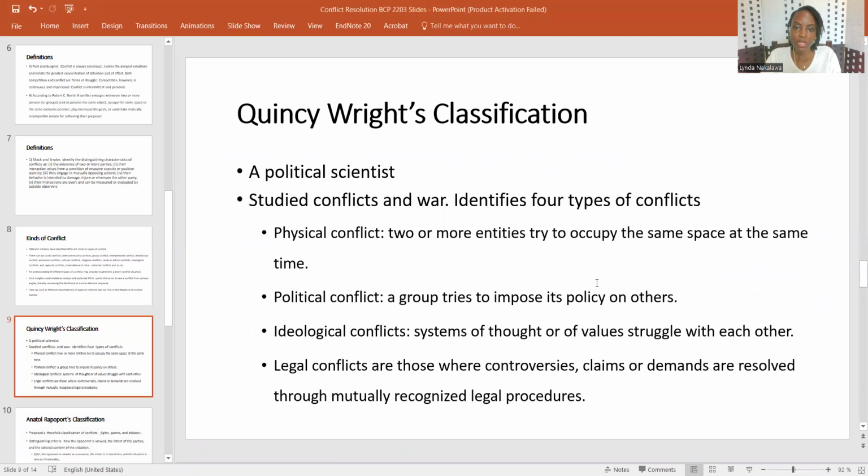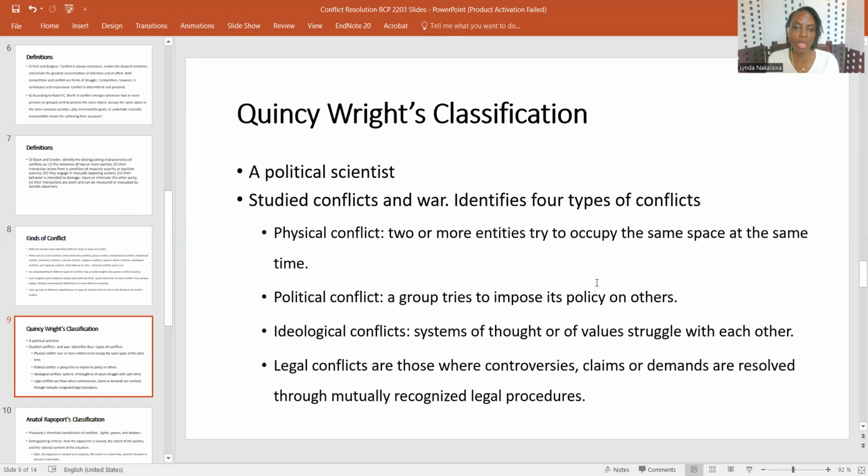We'll start with Quincy Wright. This was a political scientist, and he studied conflict and war, and he identifies 4 types of conflict. He talks about physical conflict, where 2 or more entities or groups or people are trying to occupy the same space at the same time. They will have a clash.